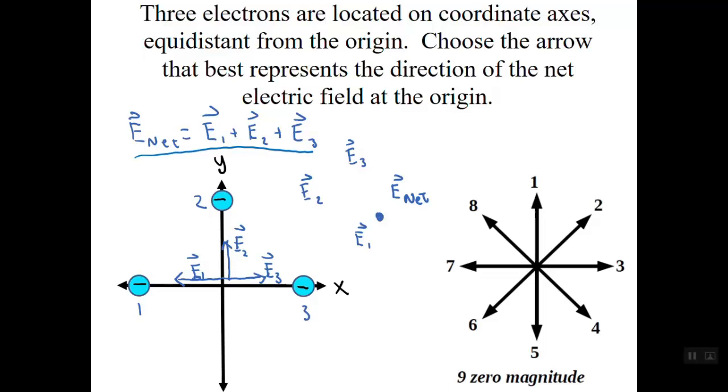Since all 3 electrons have the same magnitude of charge and are the same distance away from the origin, the arrows for the fields will have the same length. We can add the arrows graphically, head to tail, to find the net electric field. And what we see is that the net field points in the plus y direction, which is best represented by answer number 1 on the rosette of arrows.